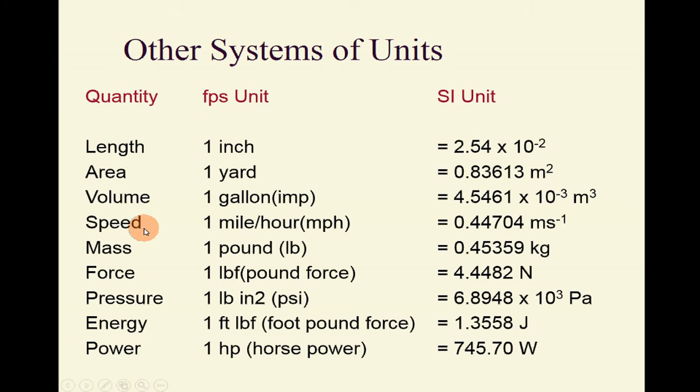Speed, 1 mile per hour is equal to 0.44704 meter per second. Mass, 1 pound in FPS unit is equal to 0.45359 kg. And force, 1 pound force is equal to 4.4482 Newton. In pressure, the FPS unit is pound per square inch, or PSI, 1 PSI is equal to 6.8948 into 10 to the power 3 Pascal.